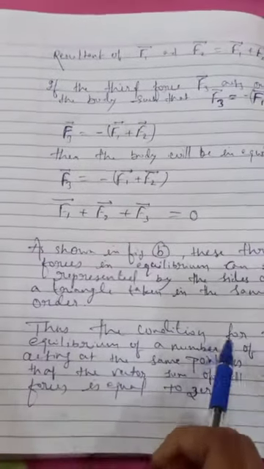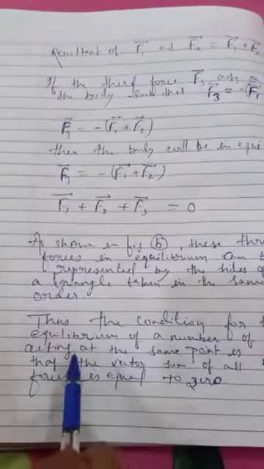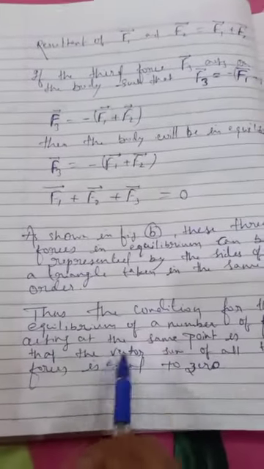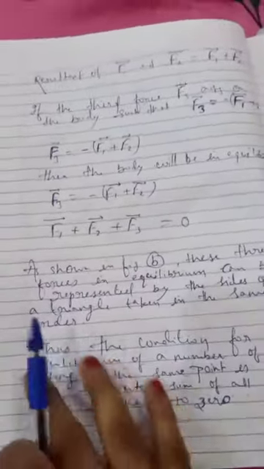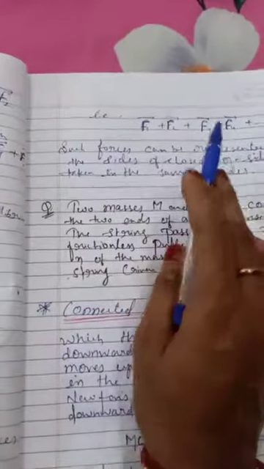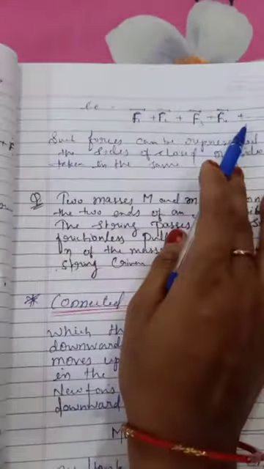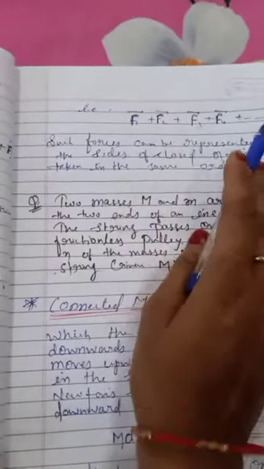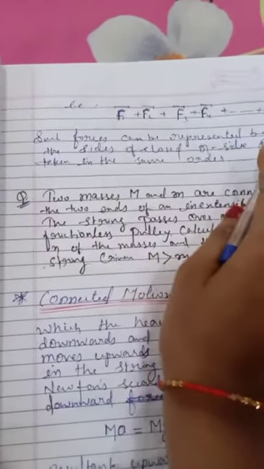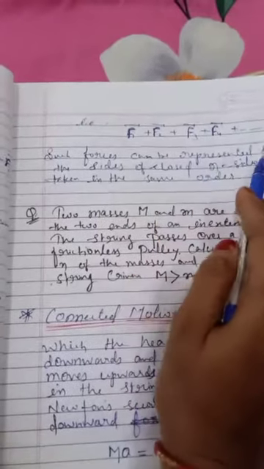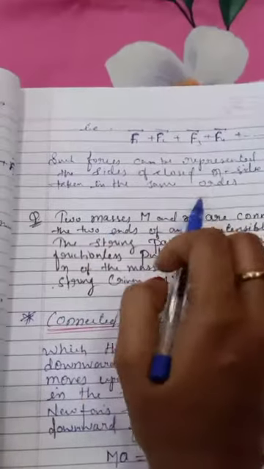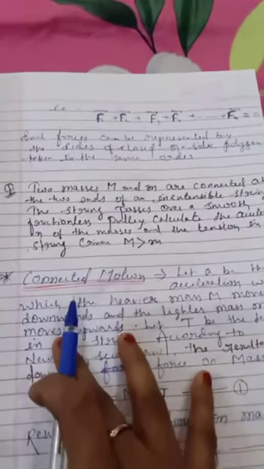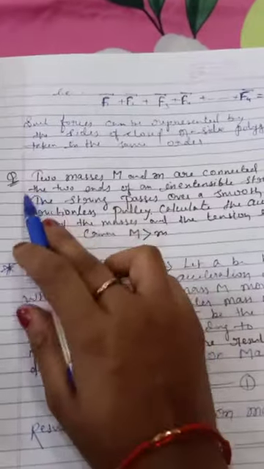Thus, a condition for the equilibrium of a number of forces acting at the same point is that the vector sum of all these forces is equal to 0. आपको parallelogram law अप्लाई करो या triangle law अप्लाई करो, कोई भी law अप्लाई करो, सभी फोर्सेस का सम in equilibrium condition is equal to 0. Such forces can be represented by the sides of a closed n-sided polygon taken in the same order. Is it clear, children?